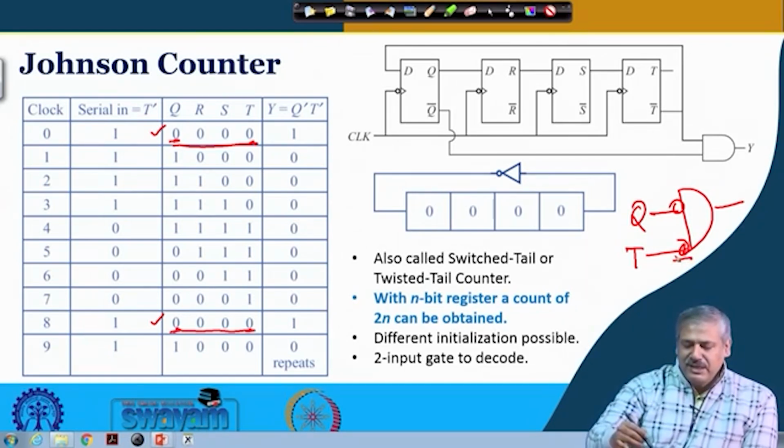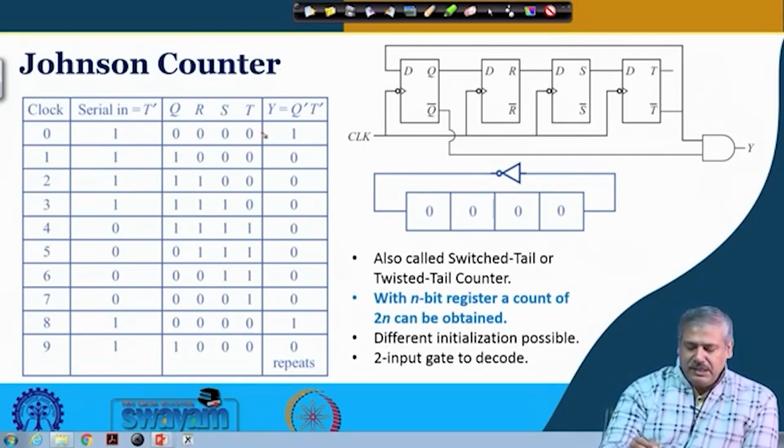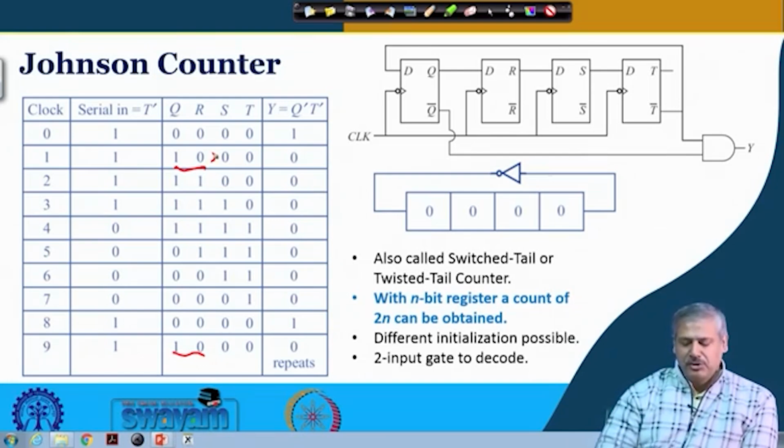Okay. And we can see, other than this Q and T prime, you can have other combinations also. So for example, this 1 0, Q is 1 and R is 0. So this is again occurring over here. So once it occurs, it will again occur after 8 clock pulses. So that could also be a decoding logic. Is it clear?